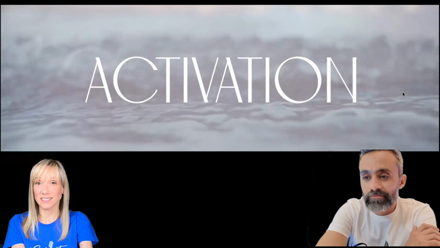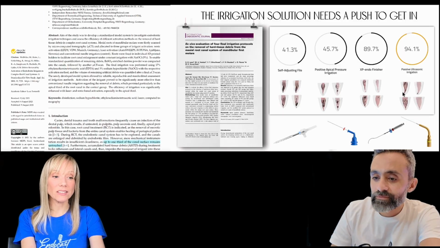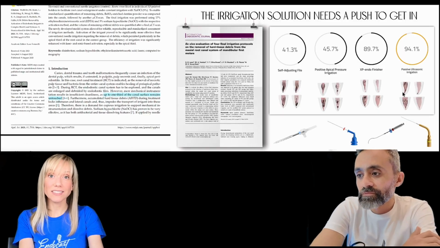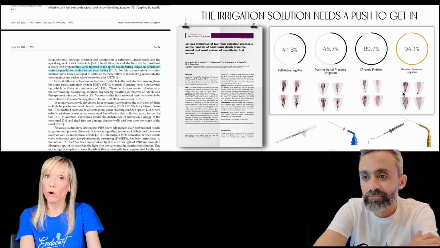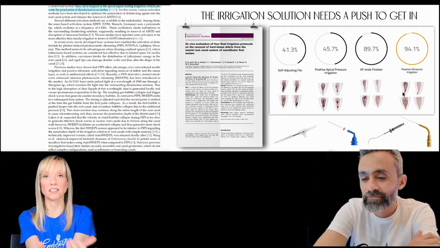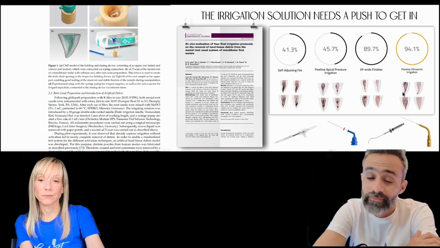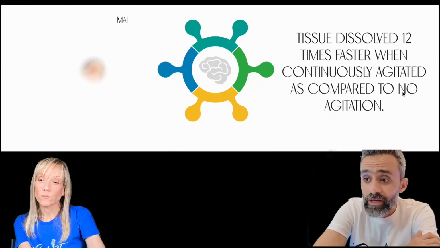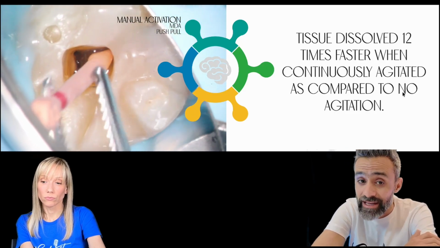Because irrigation without movement is passive, and so it's limited. It cannot go where we really need it. So when we activate the irrigant, we increase shear stress, we improve the penetration, and we disrupt the biofilm more than just leaving the irrigant inside of the root canal and waiting for it to be effective. And the numbers are really impressive because tissue dissolution can be up to 12 times faster with continuous agitation.